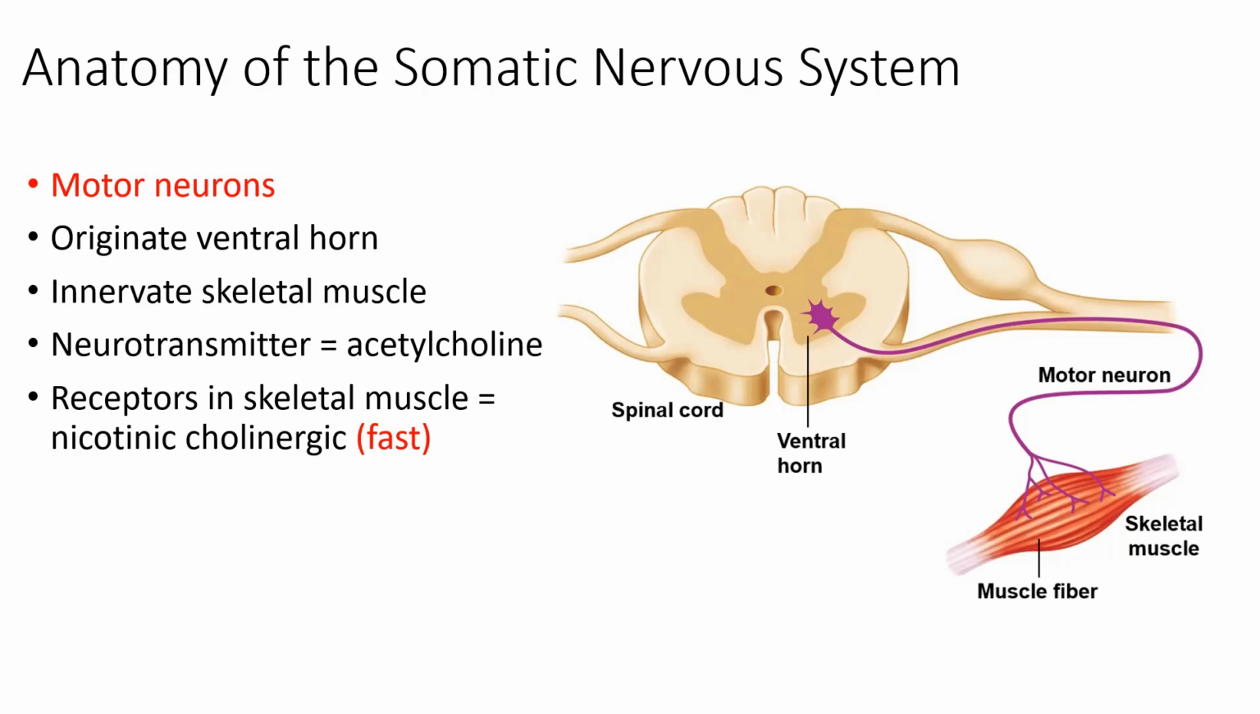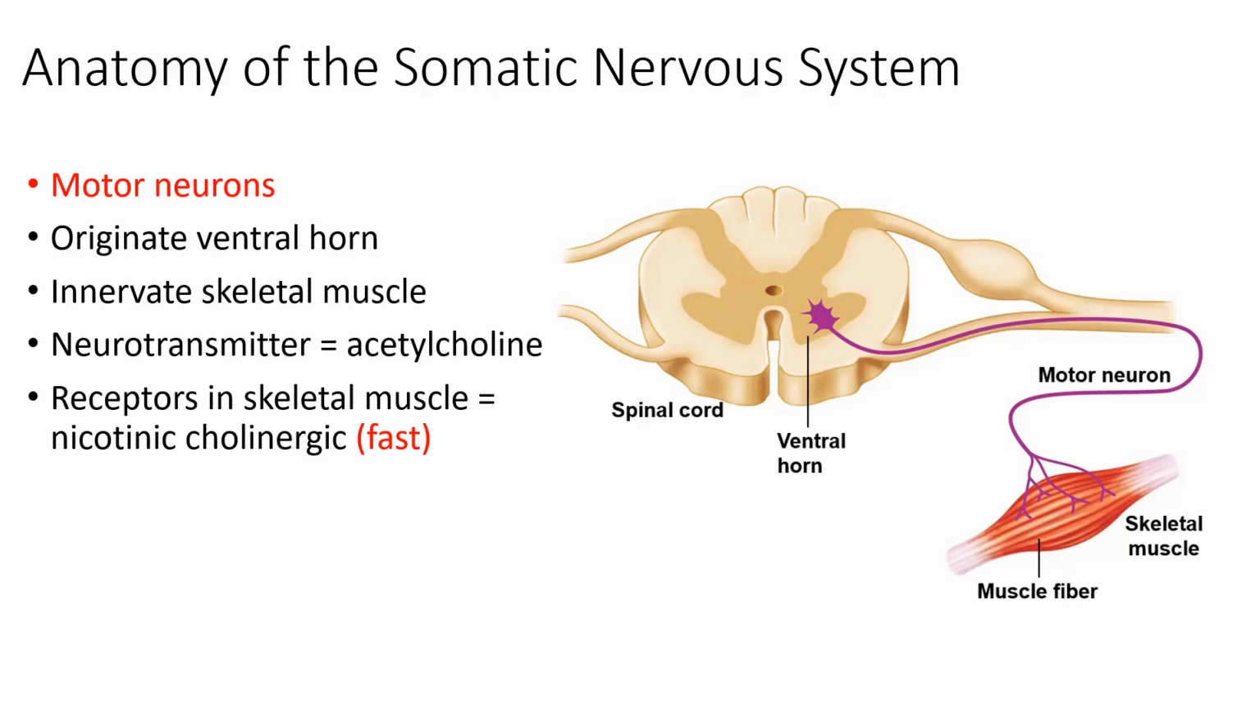The neurotransmitter involved here is only one type. So there's no epinephrine, no norepinephrine, no adrenergic receptors. There are no metabotropic or slow receptors. There's one type of neurotransmitter, that's acetylcholine, and there is one type of receptor that is a fast receptor, in other words, a nicotinic cholinergic receptor, in other words, an ionotropic receptor. So this is a little bit simpler than what we saw in the autonomic nervous system.